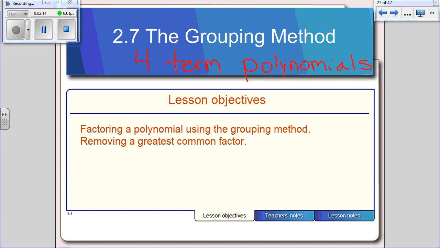The greatest common factor works for every question we do. Remember how I said it would always be the first step to a question. Now we're going to have specific cases. We're going to have 4-term polynomials today. We're going to have 3-term polynomials tomorrow. We're going to have 2-term polynomials by Thursday. And we're going to look at different types of factoring along the way. And for a 4-term polynomial, we use something called the grouping method.